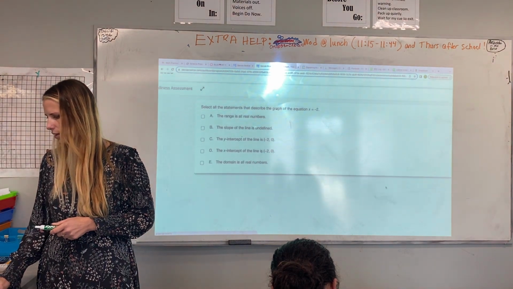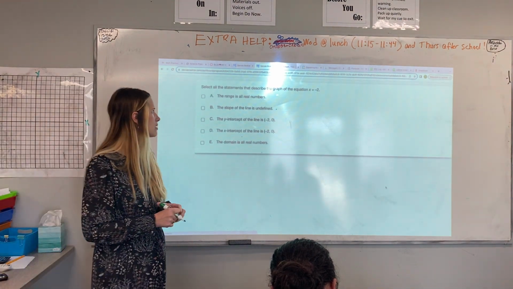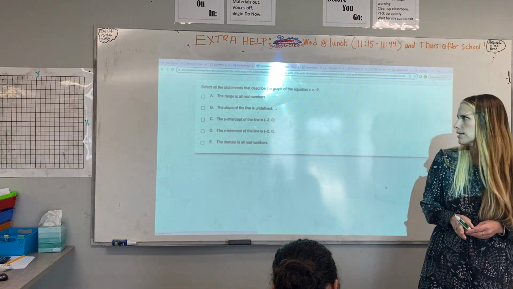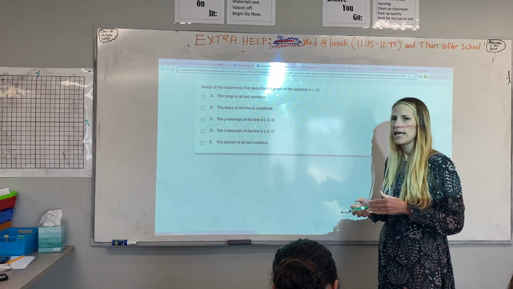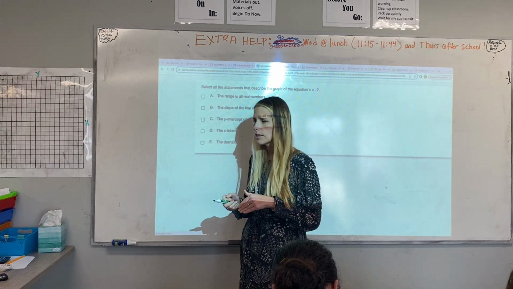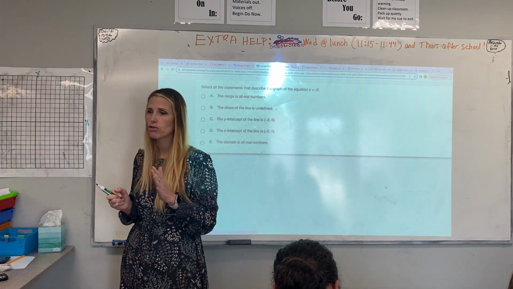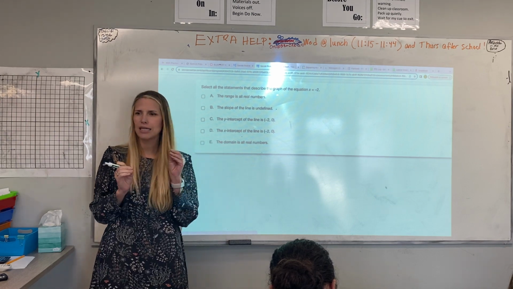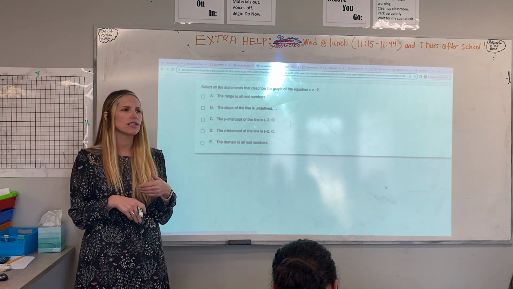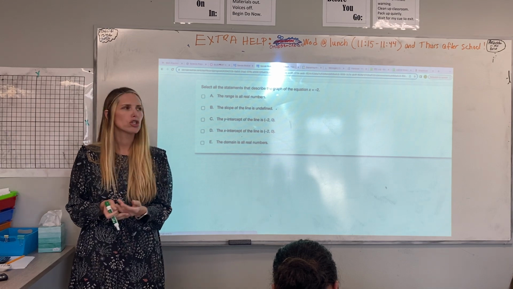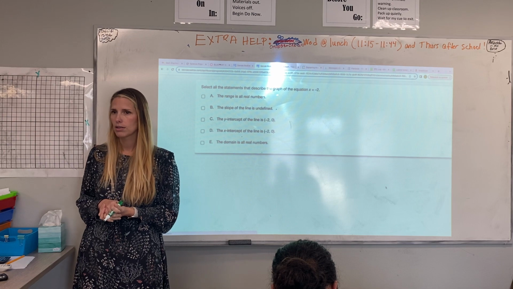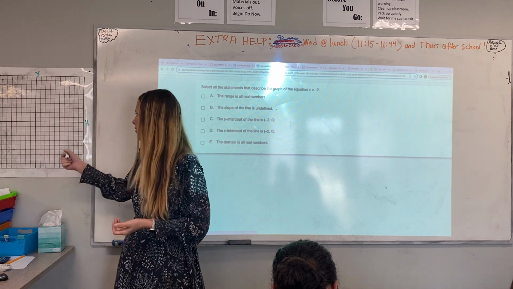Okay. Now it says, select all statements that describe the graph of the equation x equals -2. In the previous question, it gave us the line on the graph. So it was very easy to see the slope. It was easy to see the intercepts. This one, they're just giving us an equation. So in order to answer these, what would be the best thing that we should do? Graph it. So let's graph it over here.